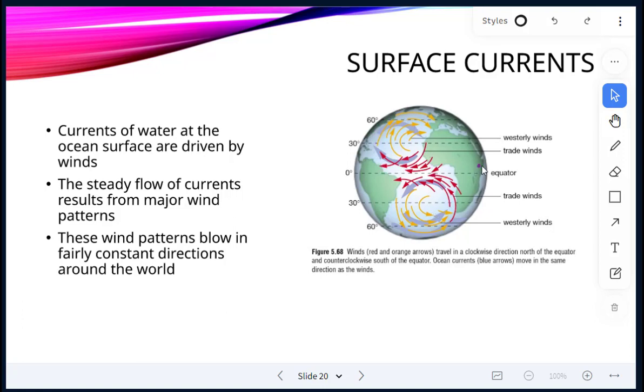So what you'll notice here, here's the equator. And what you'll notice is in the northern hemisphere, those winds travel in a clockwise direction. So clockwise in the northern hemisphere. In the southern hemisphere, those winds are traveling in a counterclockwise direction. Okay, so keep that in mind. And then what we see here also are these blue arrows. So notice that the ocean currents, which are represented by those blue arrows, are moving in the same direction as the winds.